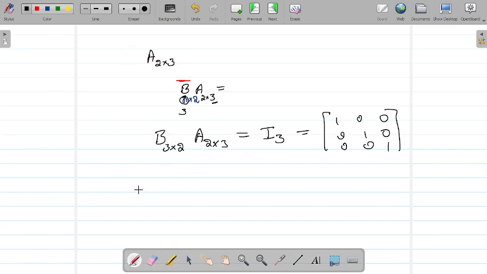Let me do one thing. Let me take another example. Let's say you start with a 3 by 2 matrix. Now I'm looking for B, that is a 2 by 3 matrix, in such a way that its product will give me an identity matrix of size 2 by 2.